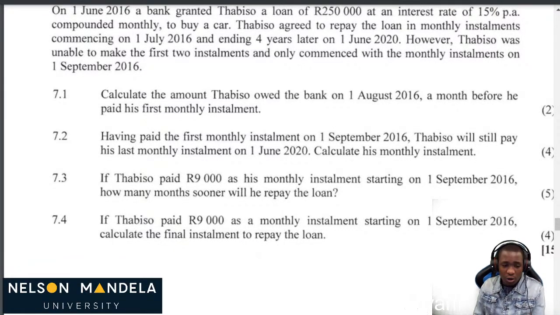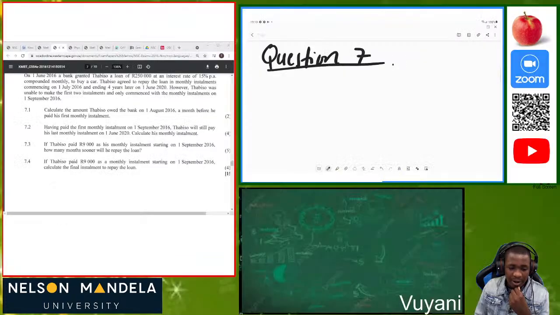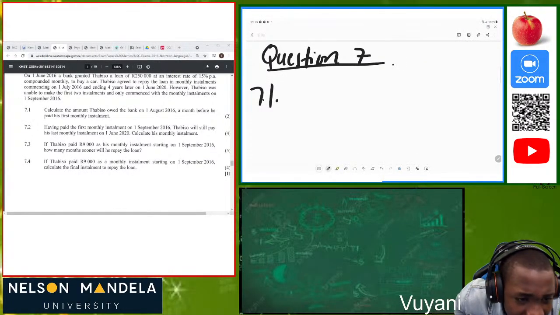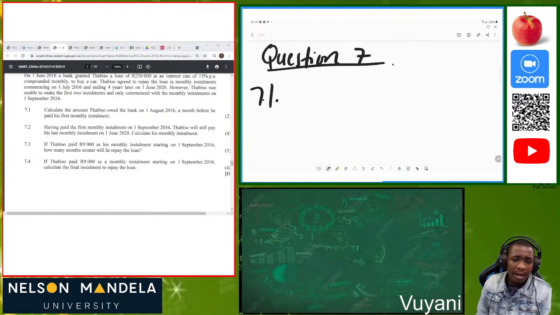Okay, now let's go to 7.1. On 7.1, they say calculate the amount Thabiso owed the bank on 1st August, a month before he paid his first monthly installment.